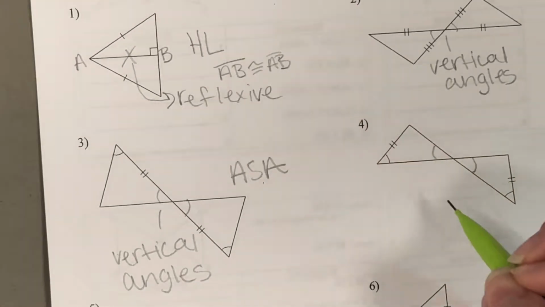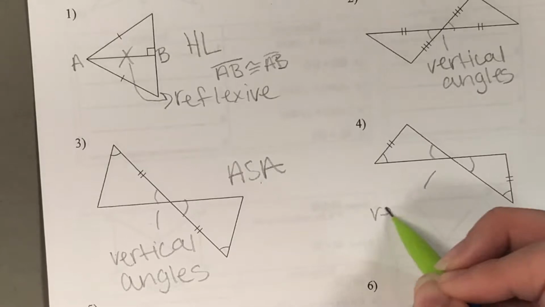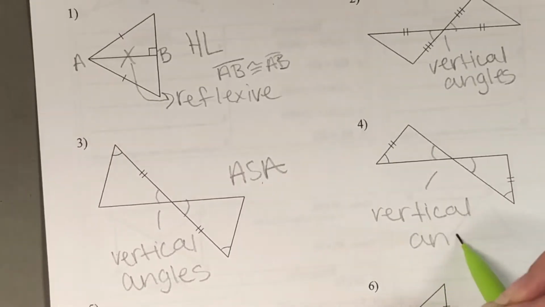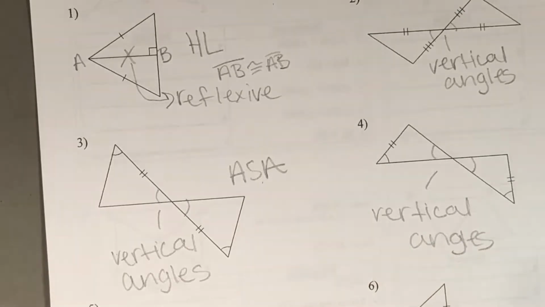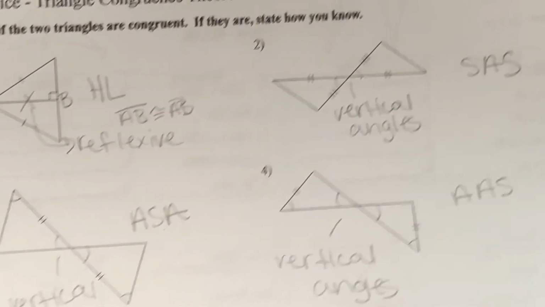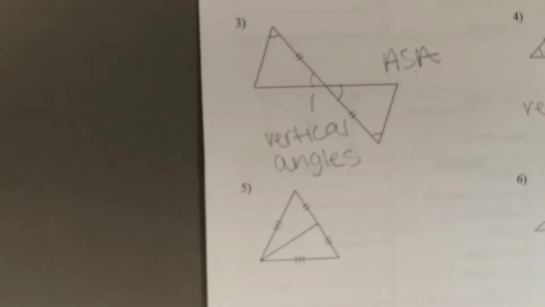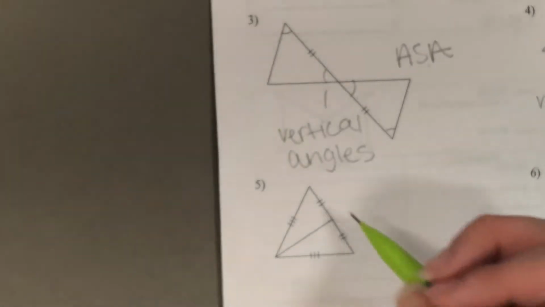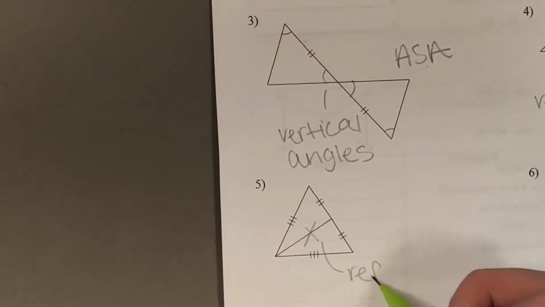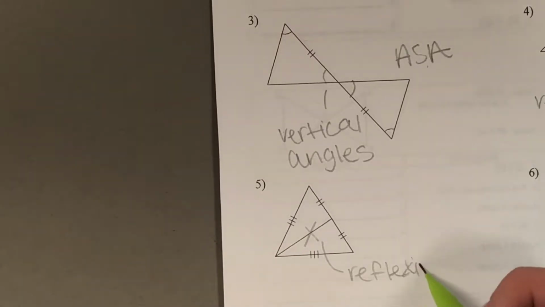The next example is also missing vertical angles, but these are congruent by angle, angle, side. This side is not separating the two angles. And these triangles have the reflexive property, so they would be a simple side, side, side.